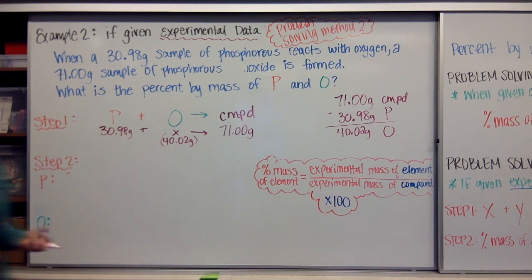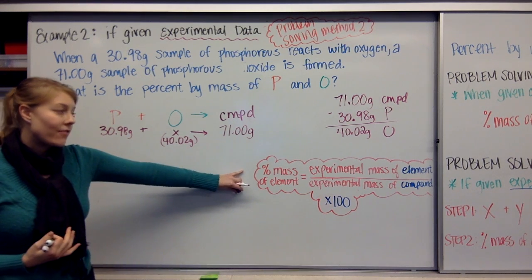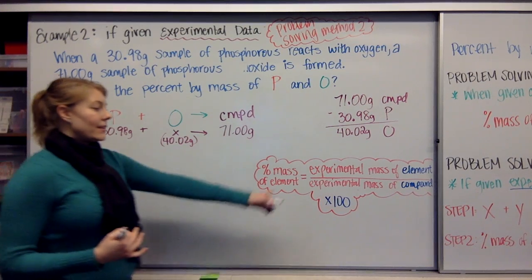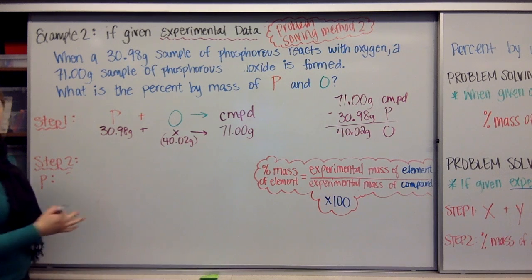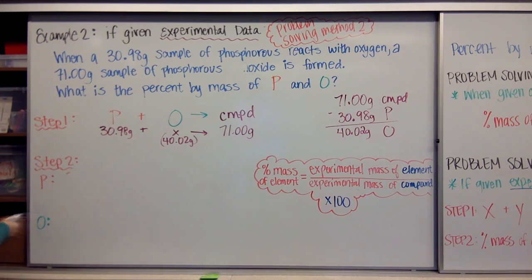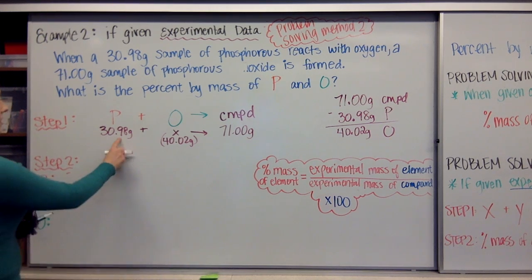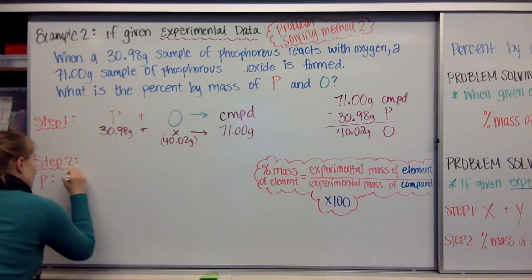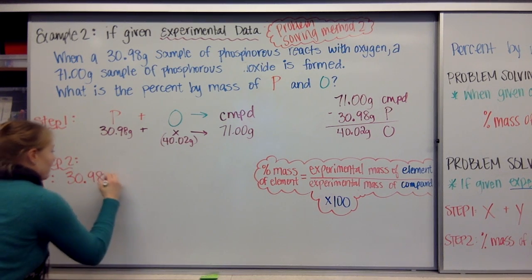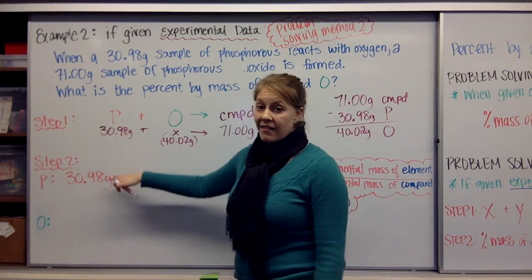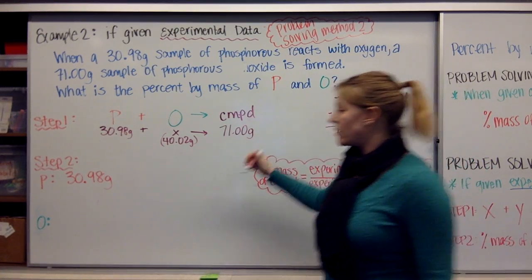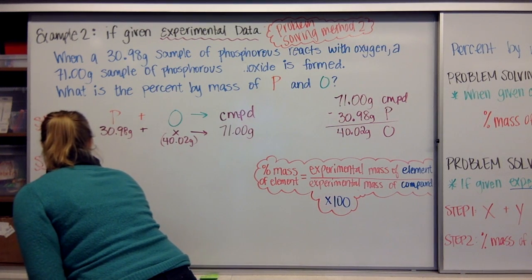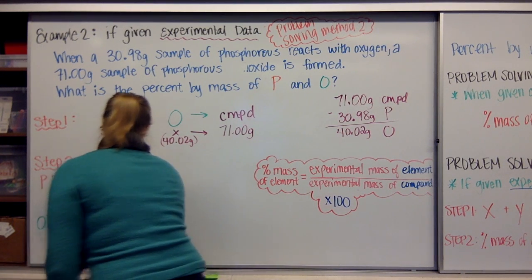Step 2 is the same as how we did our other problem, right? Percent mass of an element is equal to the part over the whole. The difference is this time we're using the experimental mass because we have the experimental masses. We have data, so let's use it. All right, so step 2, we're going to start with phosphorus here. How much phosphorus do we have? 30.98 grams. This is the part of phosphorus. What's the whole? The whole is going to be the whole compound. All right, so over 71.00 grams, multiply that by 100.